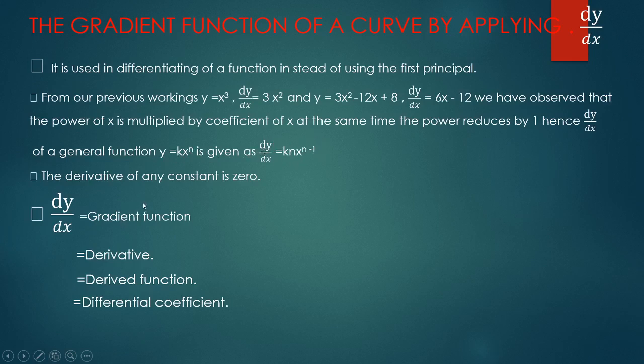Now, the derivative of a constant is 0. Like the constant here, the derivative of 8 is 0. That is what we have observed. And then we realize that dy over dx can be called the gradient function, can also be called the derivative, can also be called the derived function, or somebody can call it the differential coefficient. So in any case you find any of these names being used, remember it's asking the same thing, that you find the gradient function or you find the derivative. Any name used among these names will remain the same.